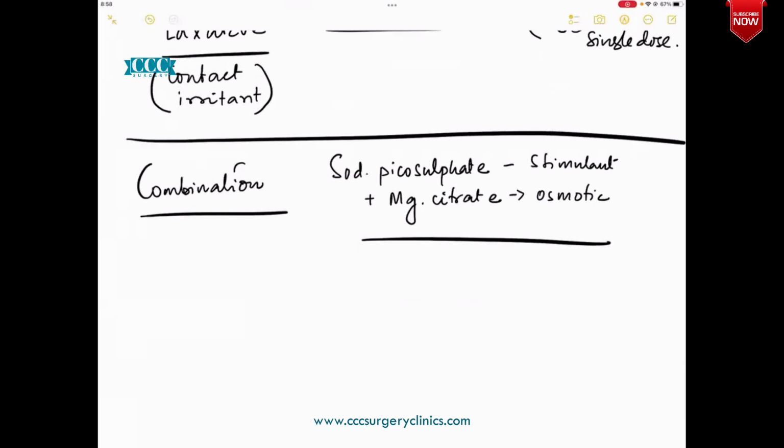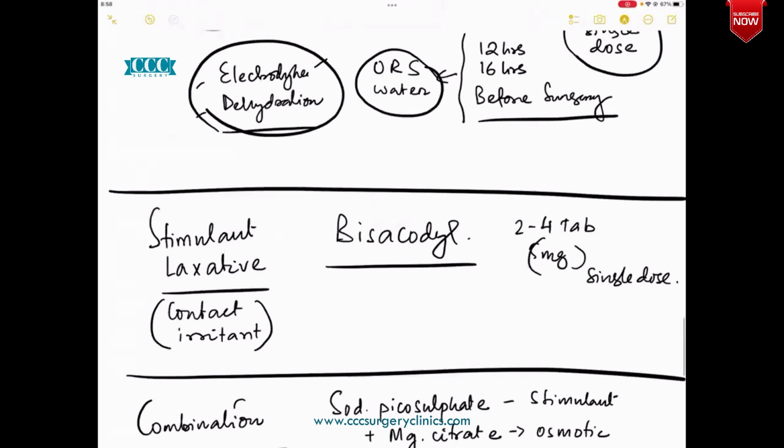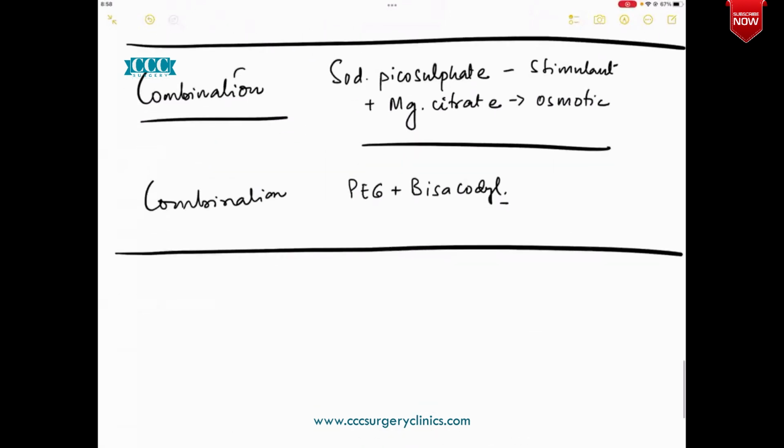Now, there can be combination number 2, which is a very interesting combination in which you combine polyethylene glycol and add bisacodyl to this. So these are various preparations which have been given with only one idea, that the bowel needs to be clear of the colonic contents.